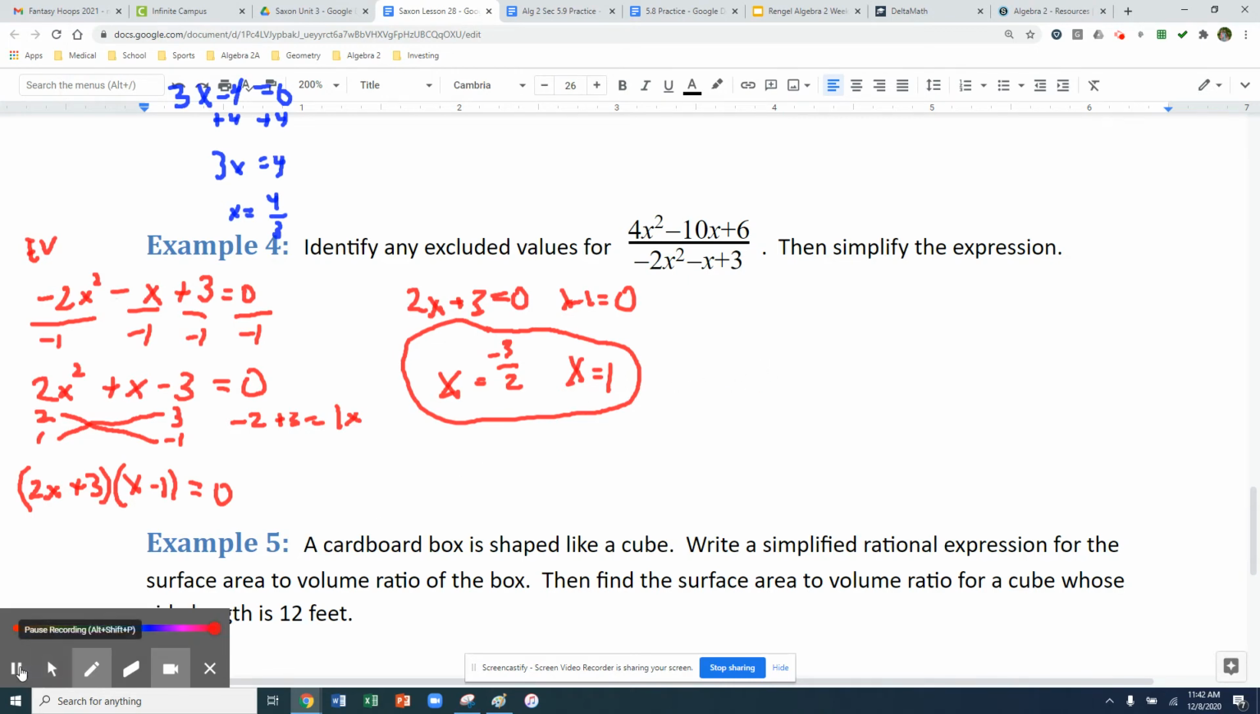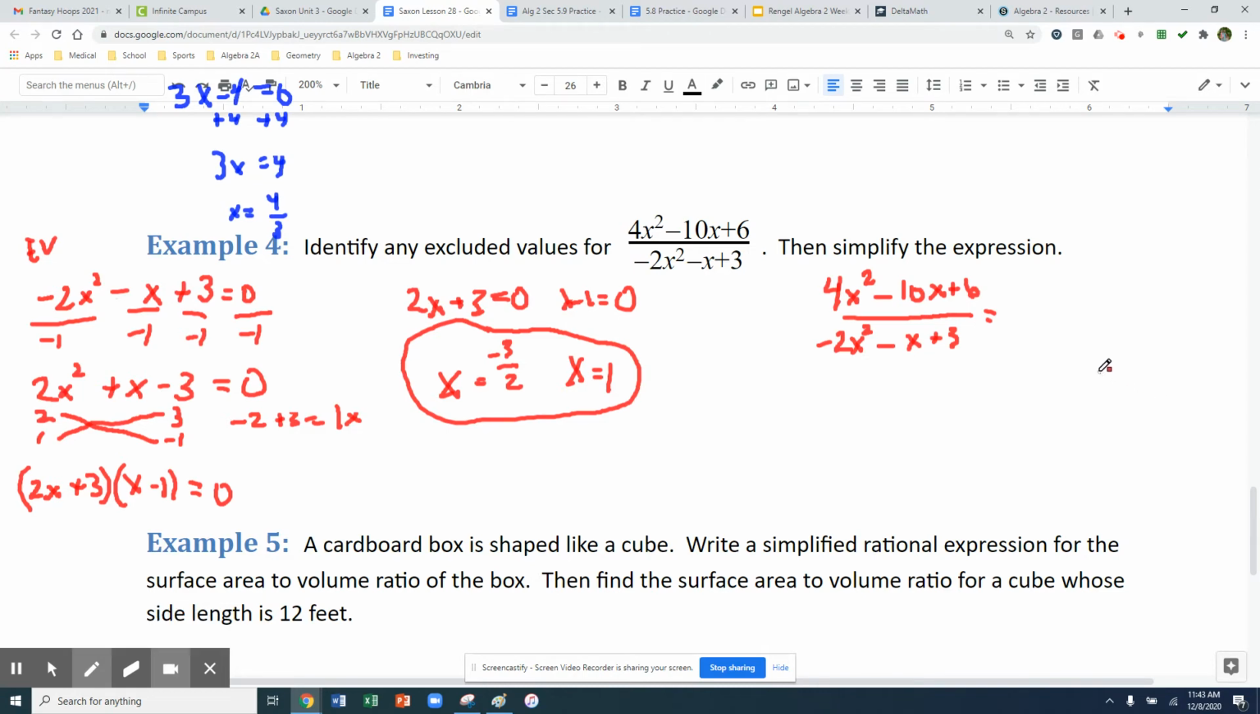Now we'll move on to simplifying. So I've rewritten the same problem again. I'm going to start by looking to factor both my numerator and denominator. Now my denominator I already did factor. I did all the work over here, so we'll use that when we move forward. First thing I look at my numerator, I could factor out, since each of those are even, a 2. So that would divide each term by 2, which would make this 2x squared minus 5x plus 3.